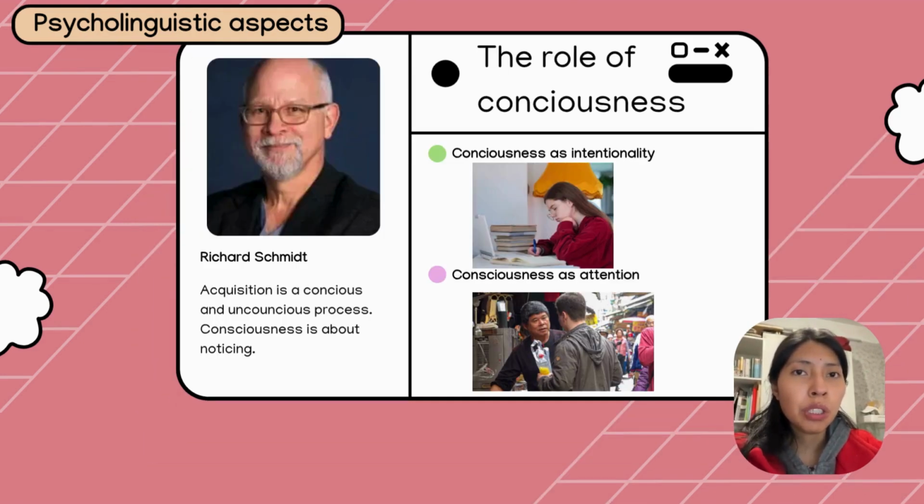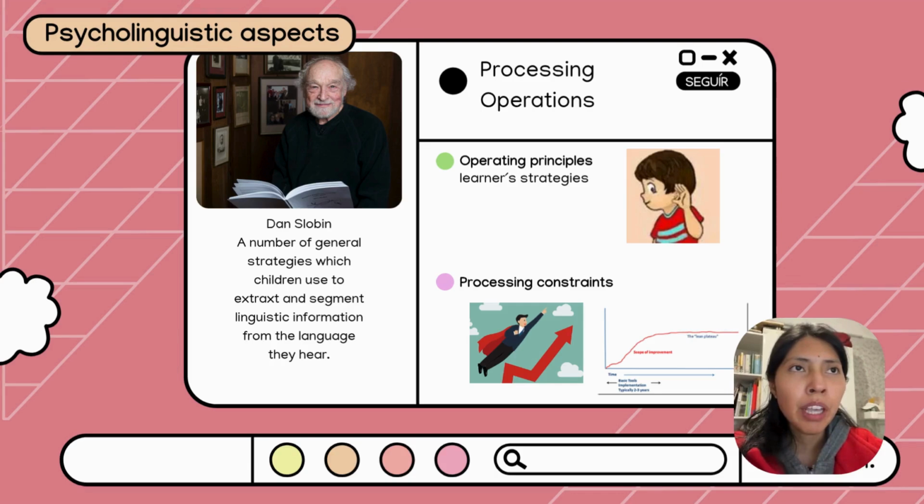And the role of consciousness is also very important. Richard Schmidt has said before that consciousness is about noticing, and consciousness can be intentional, or it can be as attention. Intentional, when the learner actively wants to learn and learns, and as attention is when the learners use more their experience to learn.